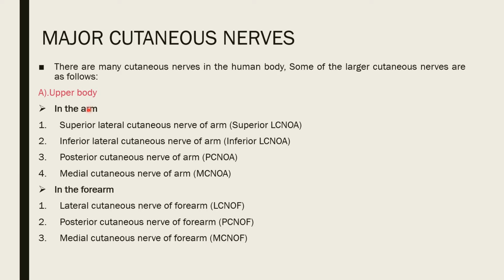In the arm, the major nerves are superior lateral cutaneous nerve of arm, inferior lateral cutaneous nerve of arm, posterior cutaneous nerve of arm, medial cutaneous nerve of arm, and in the forearm, we can see lateral cutaneous nerve of forearm, second posterior cutaneous nerve of forearm, and third medial cutaneous nerve of forearm. The nerves of the forearm are named in terms of forearm, and similarly the nerves of the arm, that is the upper part of the upper limb, are named in terms of arm.